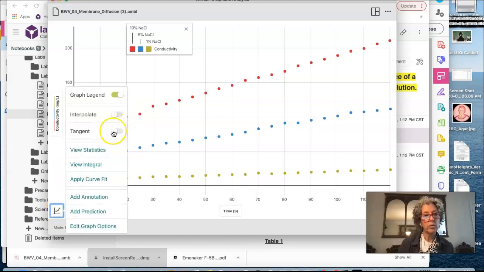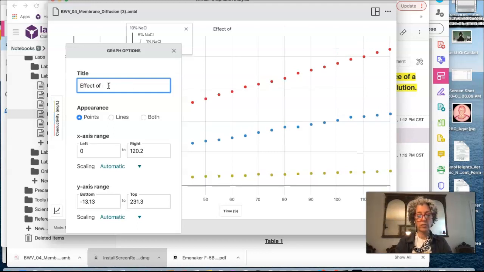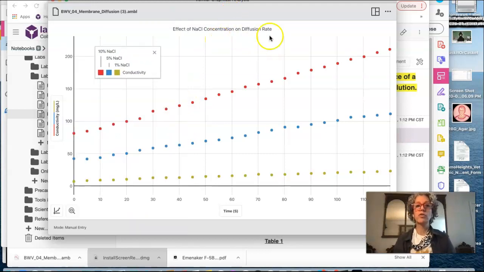The legend statistics, it did say to, let's do the edit the graph options. You should always have a title for your graph. You may pick a different one, but that's what I chose. The effect of the sodium chloride concentration on diffusion rate.